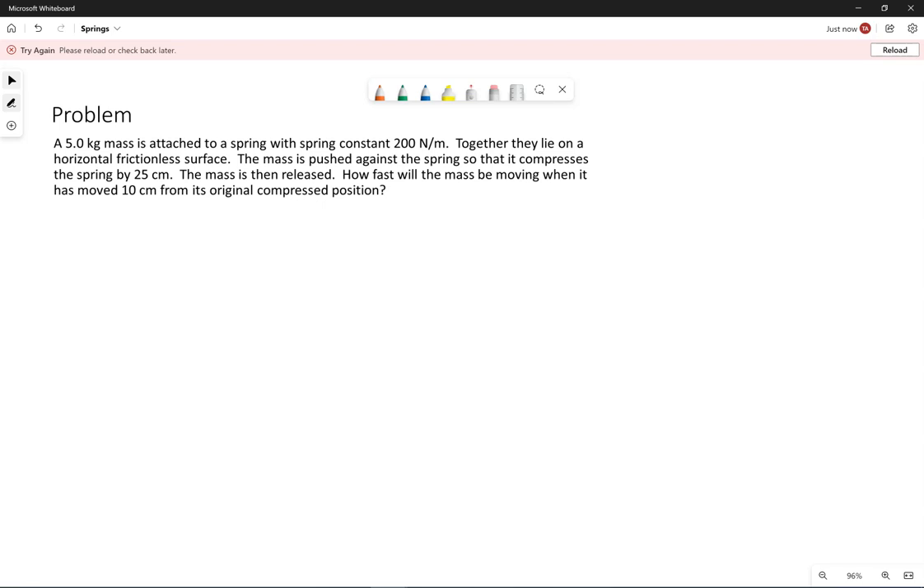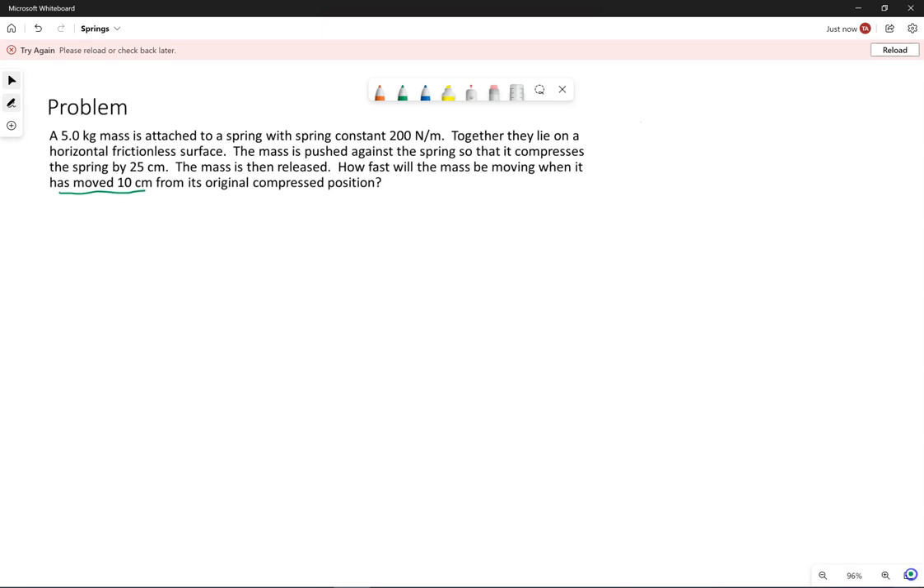All right, at first glance, this is the same problem as the last one. But this problem asks us for how fast the mass is moving when it has moved 10 centimeters from its original compressed position. So it's actually asking us for the speed at a different moment in time.